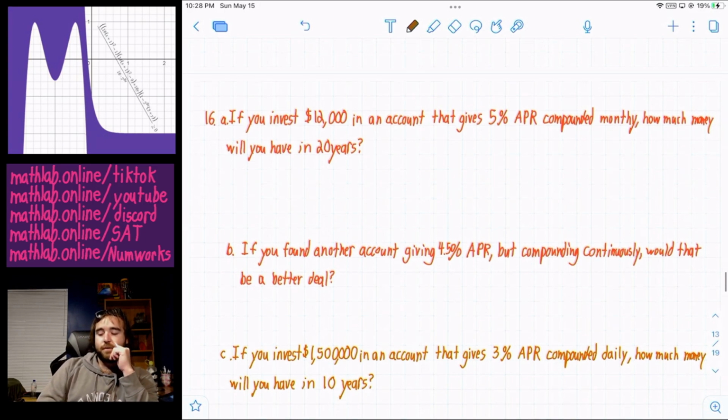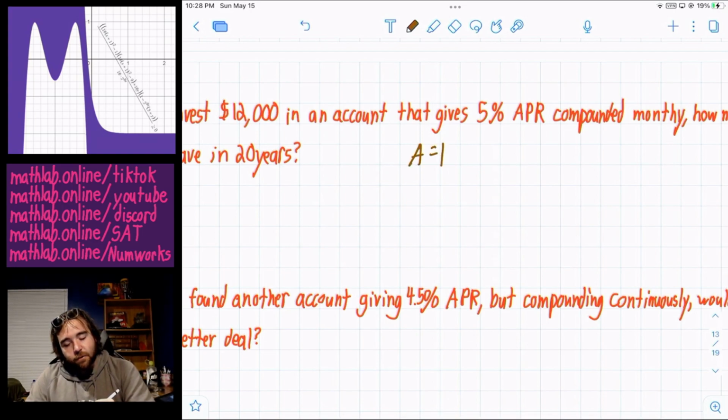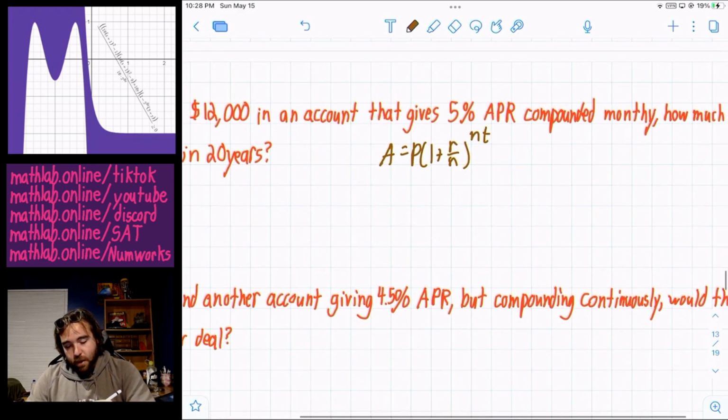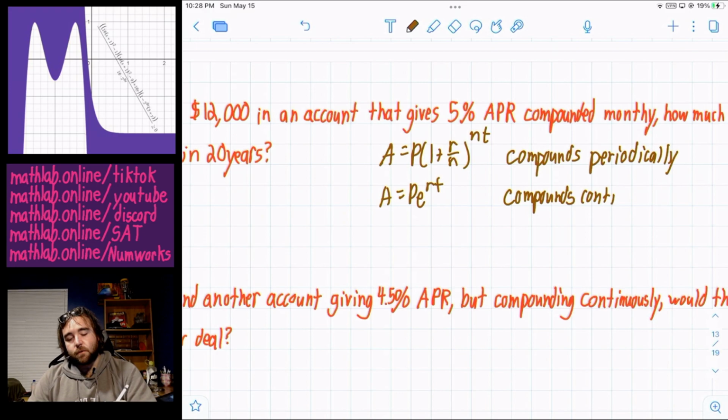All right, so here's some money questions. If you invest $12,000 in an account that gives 5% APR compounded monthly, how much money will you have in 20 years? So we got two main formulas here. A equals P times 1 plus r over n to the nt, and A equals P times e to the rt. So this is the one we're going to use when it compounds periodically. And we're going to use this bottom one when it compounds continuously.